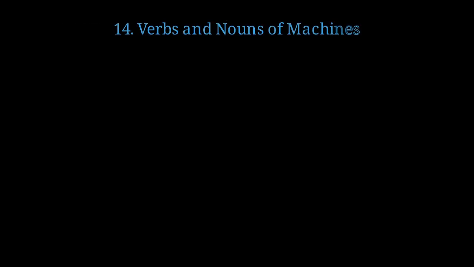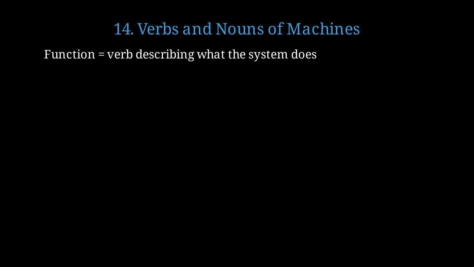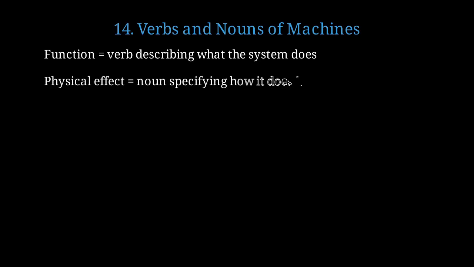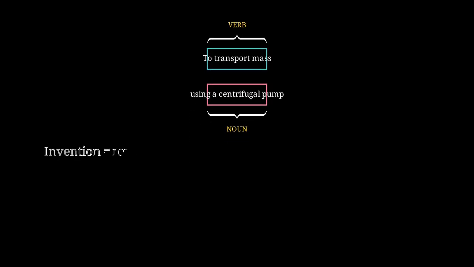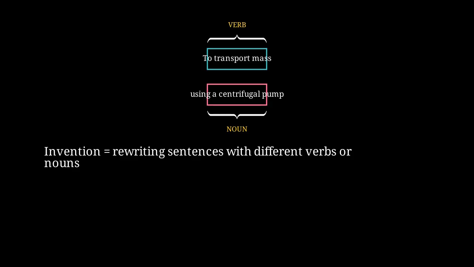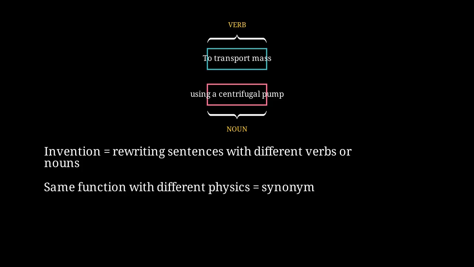The verb and noun analogy provides an intuitive way to think about function decomposition. The function is like a verb in a sentence, describing what action the system performs. The physical effect is like a noun, specifying the specific mechanism used to perform that action. To transport mass is the verb. Using a centrifugal pump is the noun that specifies the mechanism. Invention is like rewriting sentences, keeping some parts while substituting different verbs or nouns to express the same idea differently. Using different physical mechanisms for the same function is analogous to choosing synonyms that convey the same meaning.